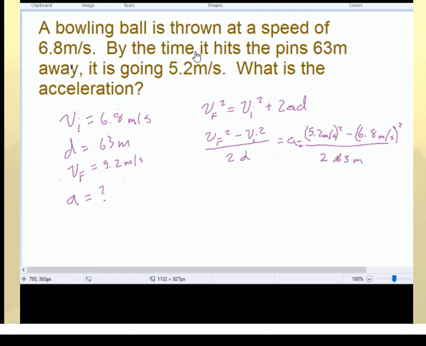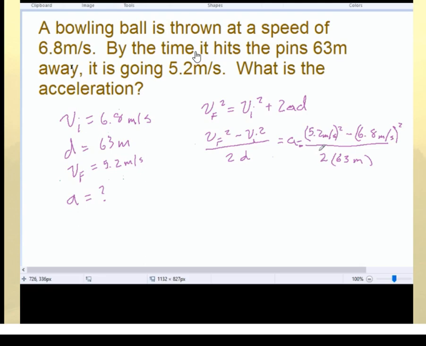All right, let's do our unit analysis on this. Up on the top, we're going to have meters squared over seconds squared. And on the bottom, we're going to just have meters. So what we're going to end up with is units of meters per second squared, which is what we want. So feeling good about that.